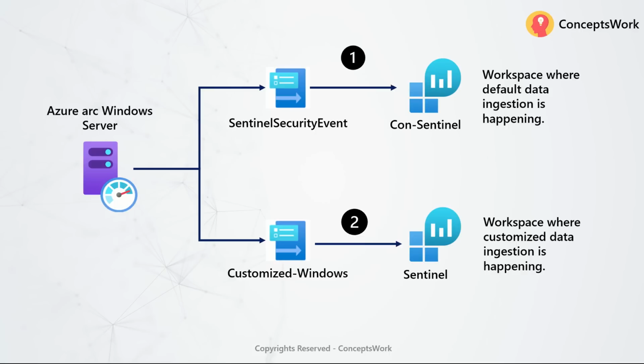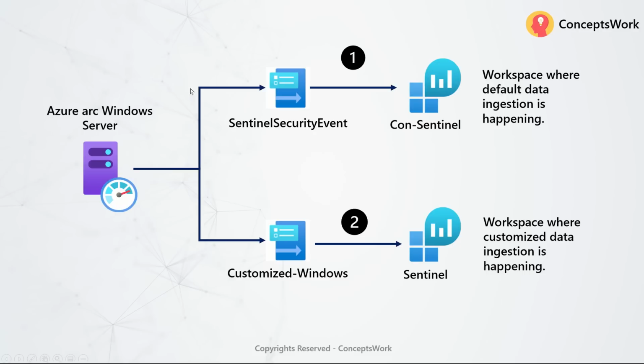So I have a production environment where I have configured all the Windows servers to send security events to my Sentinel workspace. Just assume which is con-sentinel, and the DCR that I have created is Sentinel security event, which means this workspace is where default data ingestion is happening. Now I am giving the example of Windows, but whatever I am explaining can be replicated to any data source.